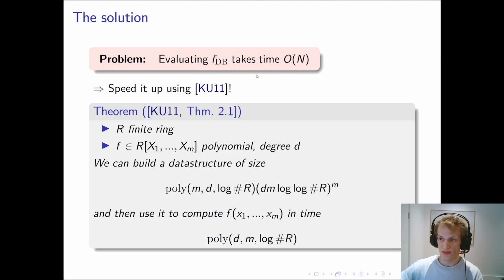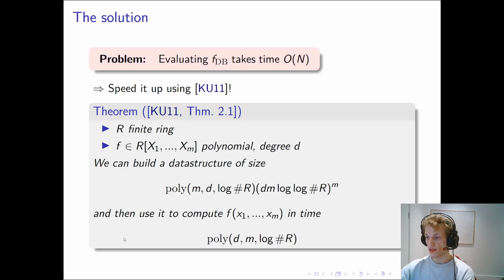And their main result, the result used for doubly efficient PIR, goes as follows. Assuming we have a ring and a polynomial over that ring, then we can compute a data structure that will later enable us to very efficiently evaluate f at points. And this data structure has size given by this expression, and also computing the data structure takes basically time linear in its size, so linear in this expression. Here the poly term is not too large. m and d will be very small, and also log R is already logarithmic in the ring size. The interesting part is the second part here, and we will come back to that soon.